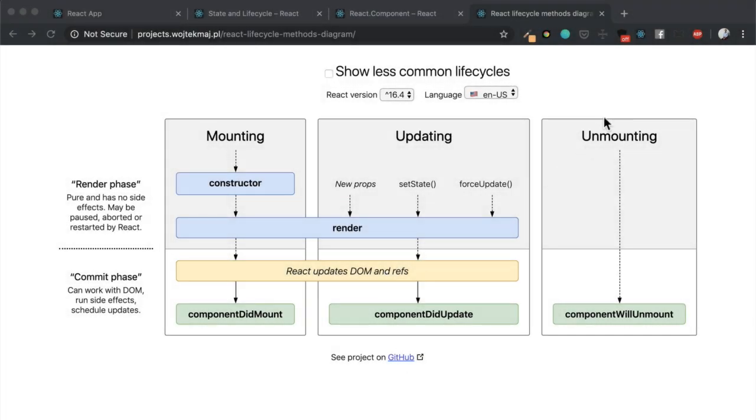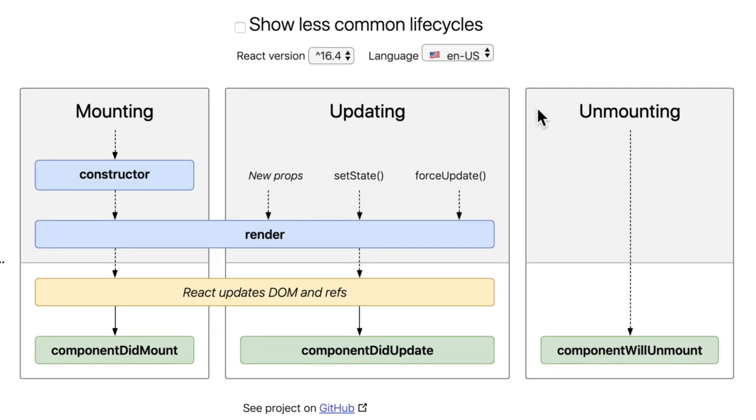Okay, let's look at the last one, which is our unmount phase. Inside of our unmount phase, all that happens is componentWillUnmount gets called. This is where we want to do anything before React strips the component off of our DOM.